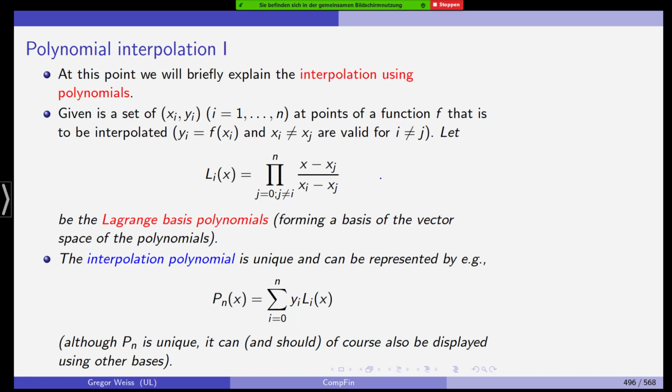So at this point, let me briefly explain interpolation using polynomials. We are given a set of xi, yi's at points of a function f that is to be interpolated. So xi are the nodes and yi are the values at which the function is evaluated. Now, instead of the monomials, we are using the Lagrange basis polynomials.